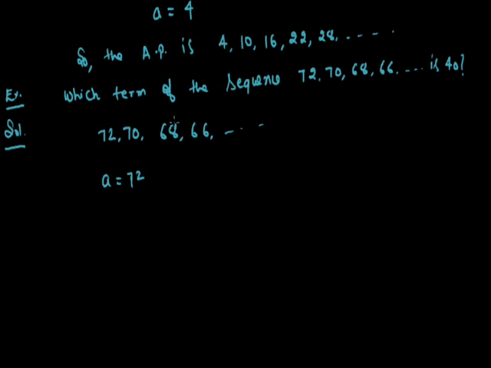66 minus 68 is minus 2. So it is an AP. So D for this AP will be 70 minus 72, which is equal to minus 2. So A equal to 72 and D equal to minus 2.